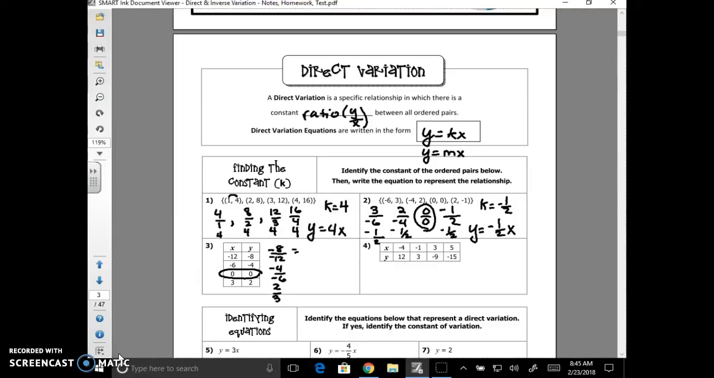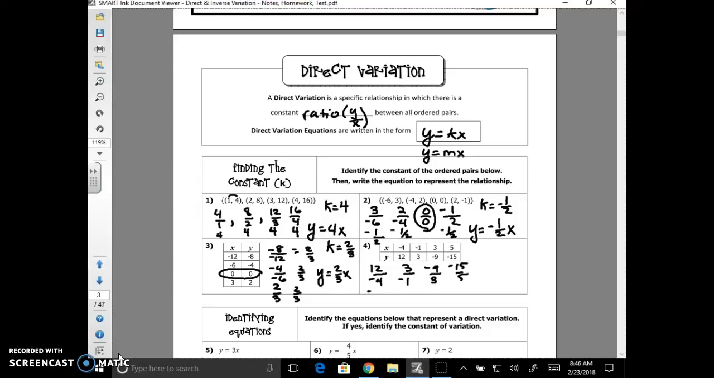So this one reduces to 2/3, this one reduces to 2/3, and this one reduces to 2/3. So notice it's constantly 2/3. So k equals 2/3, and y equals 2/3 x. Again, if you go to y equals, type that in, every single ordered pair should show up. Okay, this one is going to be 12 over negative 4, 3 over negative 1, we're trying to find that slope, or k, and then negative 15 over 5.